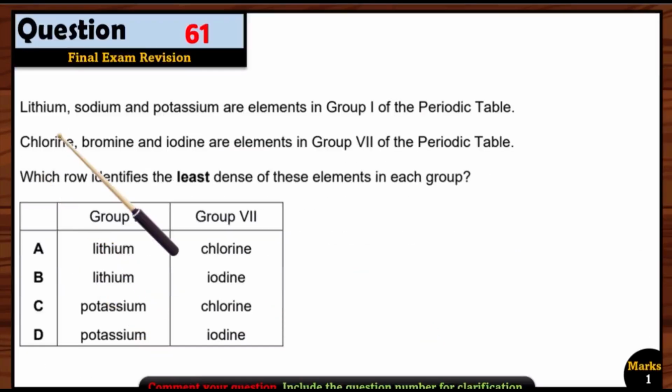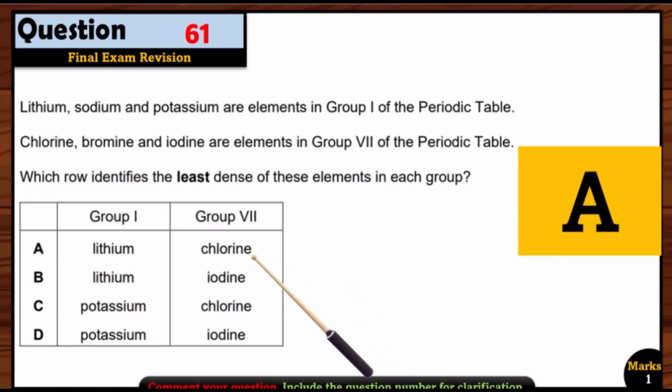Question 61. Lithium, sodium and potassium are elements in group 1 of the periodic table. Chlorine, bromine and iodine are elements in group 7 of the periodic table. Which row identifies the least dense of these elements in each group? The least dense means they should be on the top. So lithium is on the top, so option A or B can be right, and chlorine is also on the top, right? So option A is the correct option here.